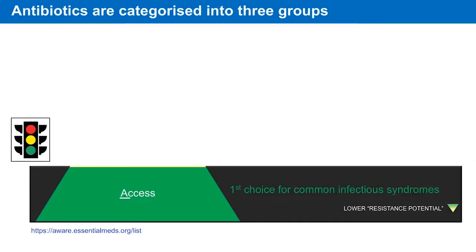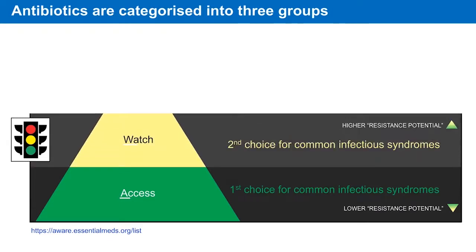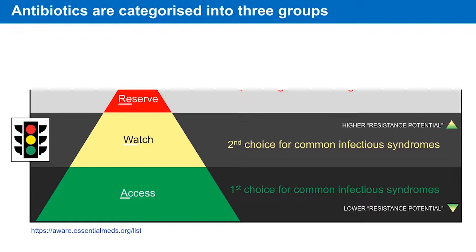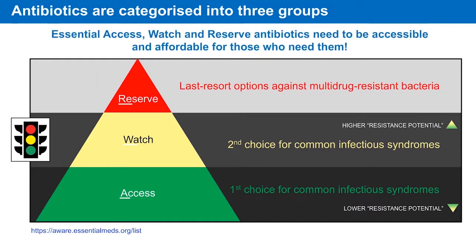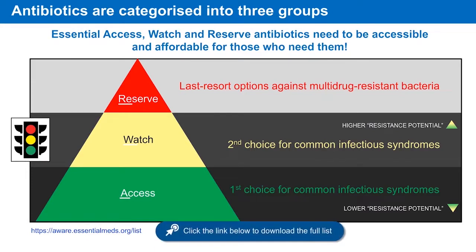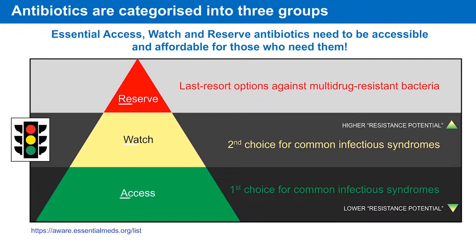Access antibiotics are the first choice for common infectious syndromes. Watch antibiotics are the second choice. Reserve antibiotics are the last resort options against multidrug-resistant bacteria. What is critical is that essential access, watch and reserve antibiotics need to be accessible and affordable for those who need them.